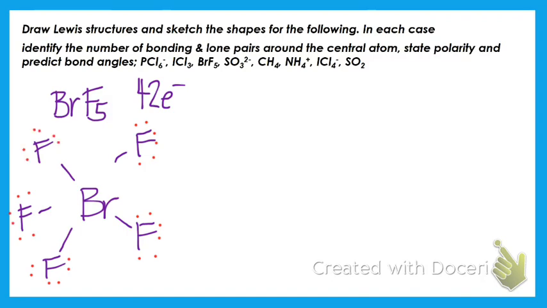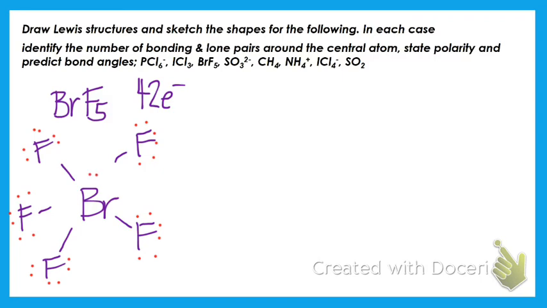And how many electrons do I have here? 20. I should have a lot more than 20. 30. I should have a lot more than 30. 36. 40. Okay, I have 40, and so I need to add 2 more. So where do I put those?